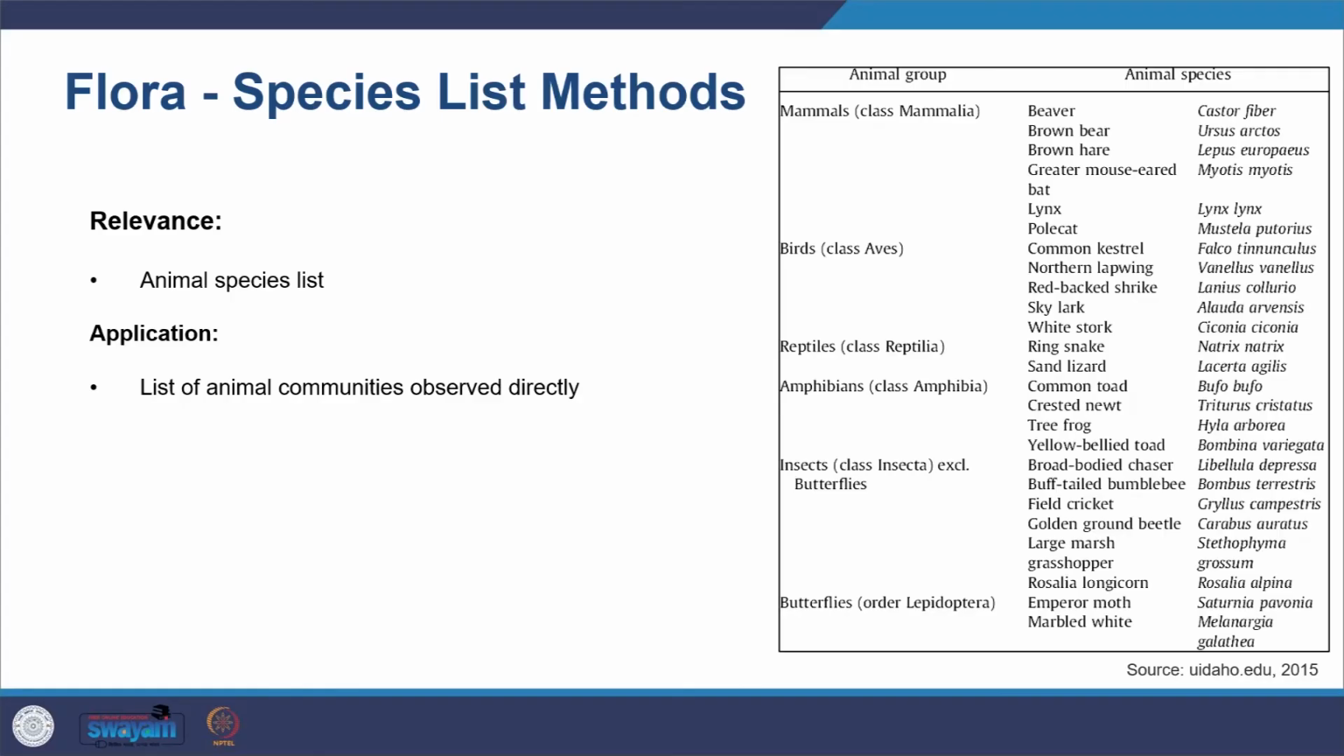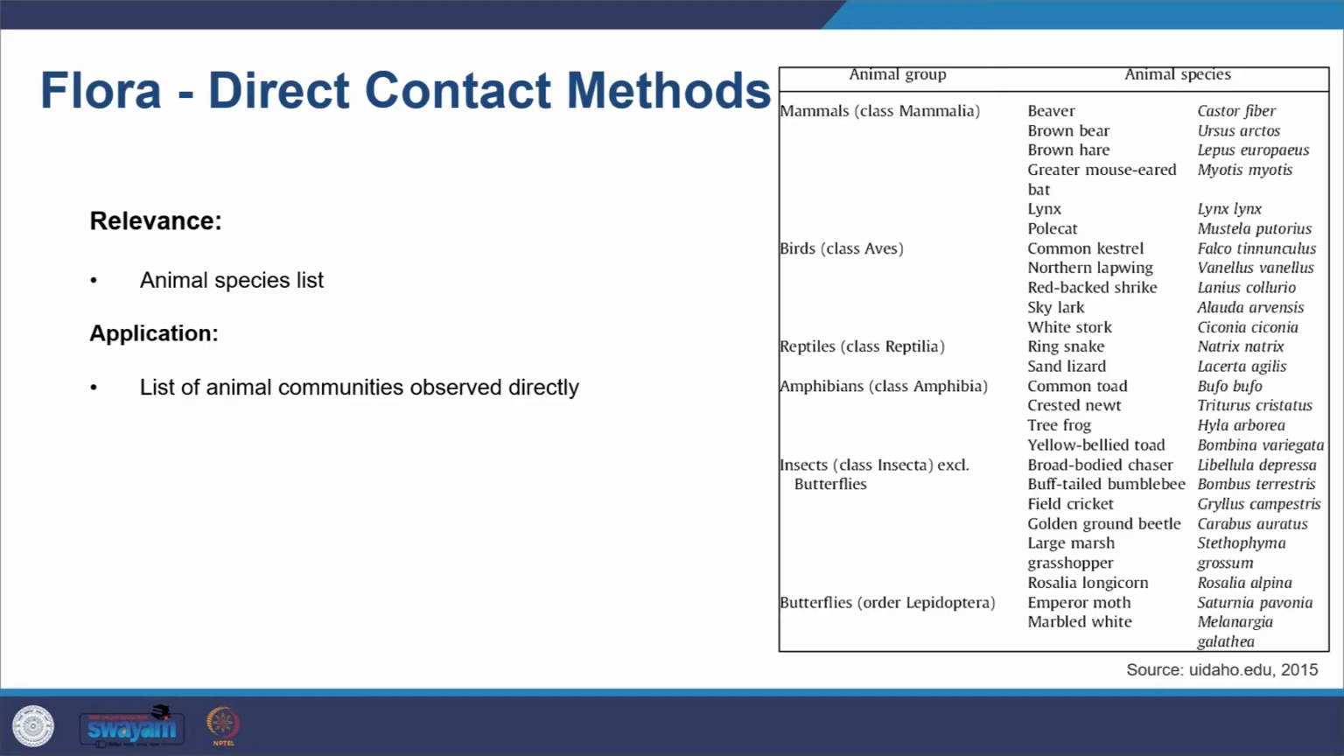You have species list methods. So you can use all these species lists. So you can see the range of lists which is there. Then there is the list of animal communities observed directly. So here, with the animal species list, you can prepare a faunal resource catalog. Then you have the direct contact method, where animal communities are observed directly, and this method involves collection, study and release of animals.